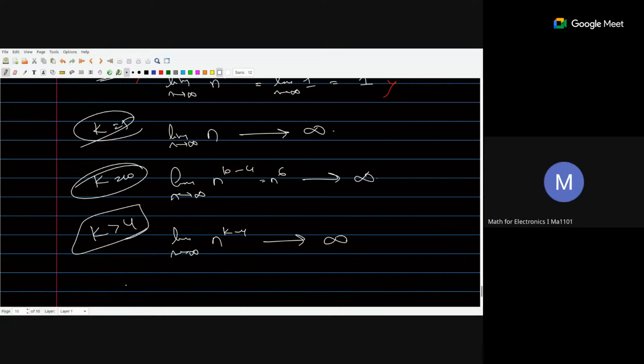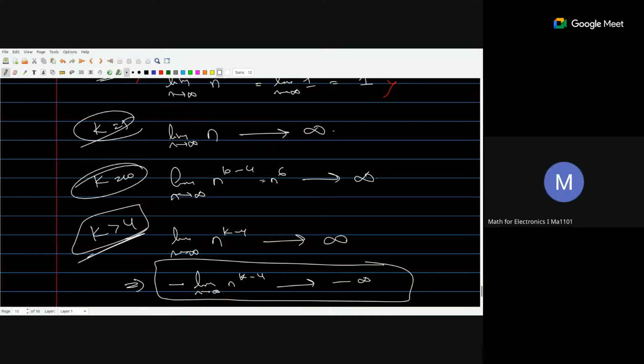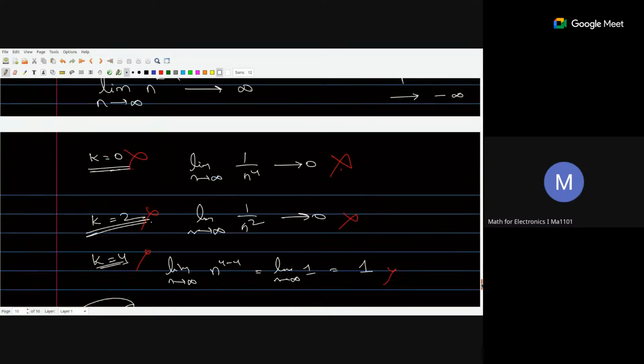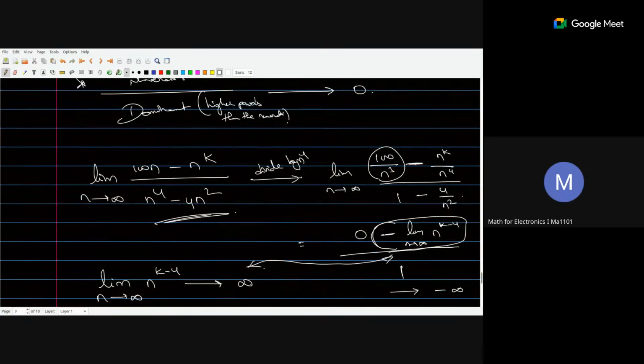So if this is true, then minus the limit as n tends to infinity of n power k minus 4 will tend to minus infinity? Yes, sir, for k greater than 4. So my k should be greater than 4 in order to have this sequence diverging to minus infinity. I have done the problems very elaborately to give you some sense of how to approach them.